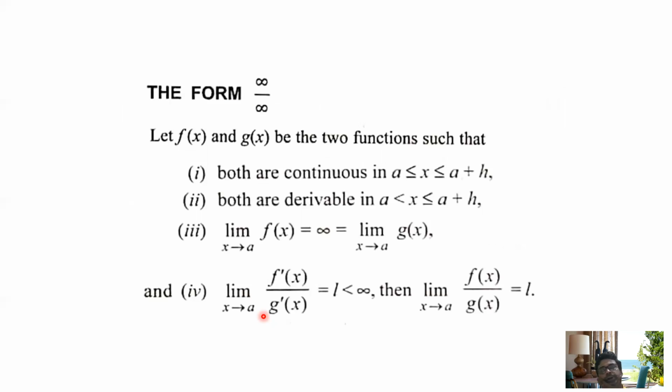Now the first part is over, that is 0 by 0 form. Now the second form is infinity by infinity. Let f(x) and g(x) be two functions such that both are continuous in a less or equal to x less or equal to a plus h, and both are derivable in a less than x less or equal to a plus h, and limit x tends to a of f(x) is infinity and limit x tends to a of g(x) is infinity. Then if limit x tends to a of f'(x) by g'(x) equals l, finite, then limit x tends to a of f(x) by g(x) equals l. So this is the form of infinity by infinity.